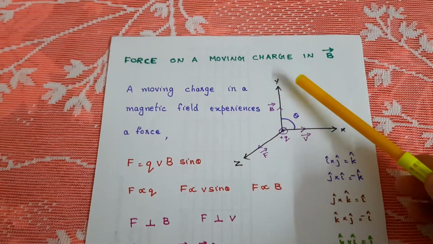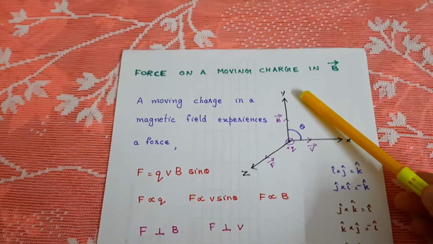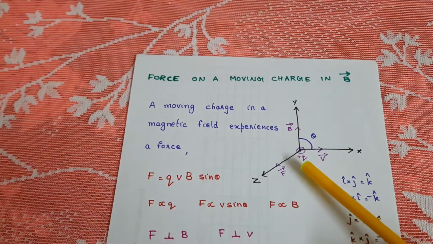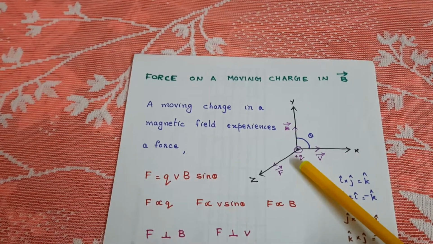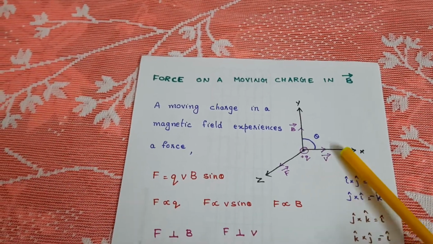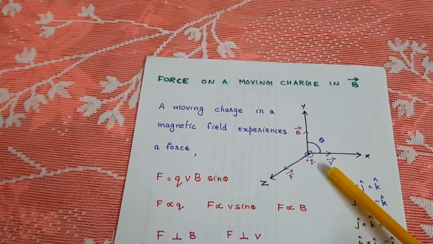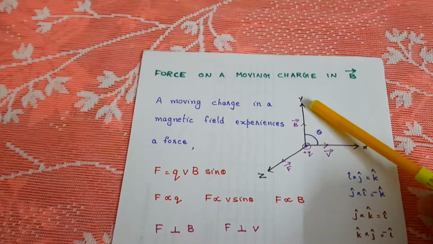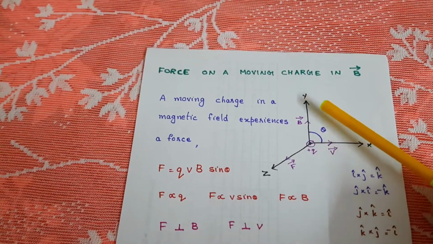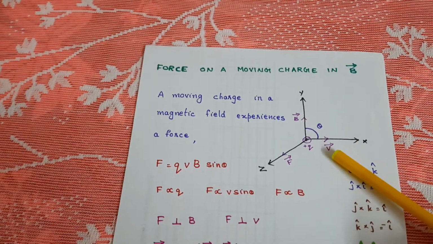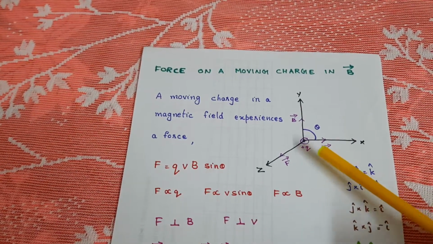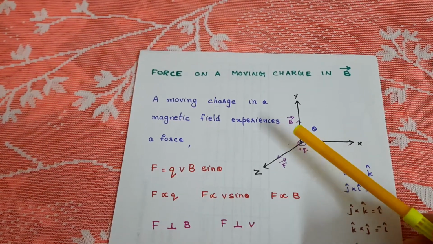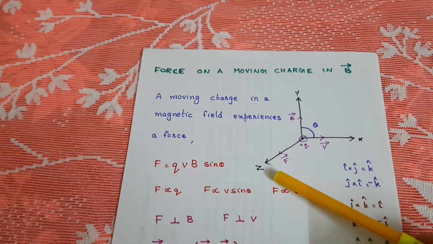In this class, let us learn force acting on a moving charge in a magnetic field. Let us consider a positively charged particle moving along x-axis with velocity v. It moves in a magnetic field which acts along y-axis. The field will exert a force on the charged particle which is perpendicular to both velocity and magnetic field. So the force acts along z-axis.